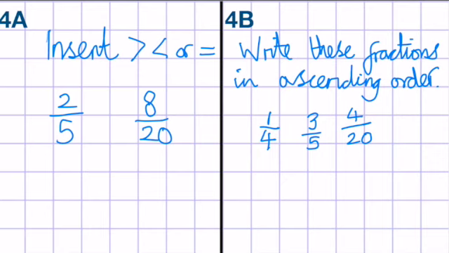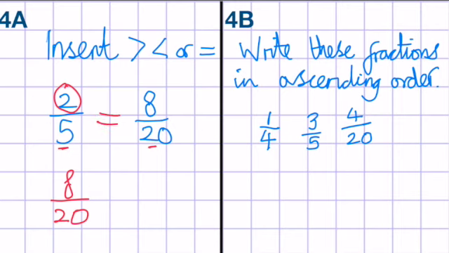So for 4A, we need to change them to have the same denominator. And I've noticed 20 is a multiple of 5. So I'm going to keep 8/20ths the same, but I'm going to change 2/5 to 20ths. So 5 becomes 20. So what have I done? I've times 5 by 4. So I'm going to times 2 by 4. 2 times 4 is 8. So what we've realised there is that 2/5 is the same as 8/20ths.